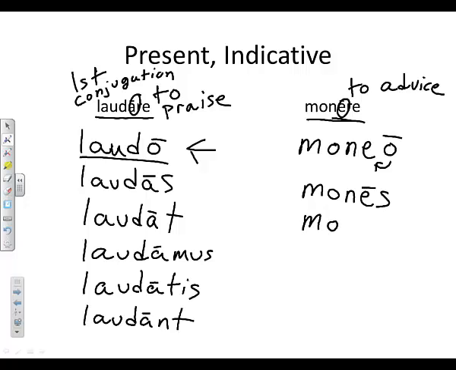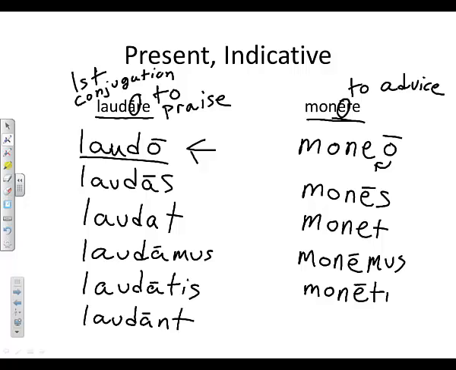Then you have monet. Oh, and I think I just noticed a small error on my part here. I accidentally included the macron here. That's a short a, laudat. Not here it's laudas, here it's laudat. And it's the same thing here. Here it's mones, here it's monet. That is, he, she, or it advises. Then for the first person plural, that is we, you get your root again, plus the ending, mus, monemus. Monetis, that is, you all advise. And finally, monent.